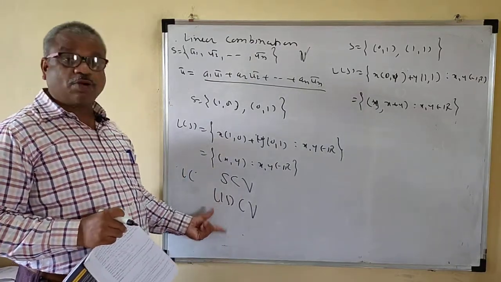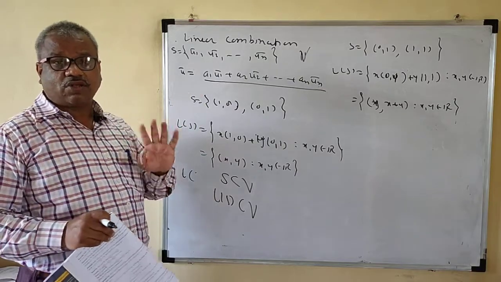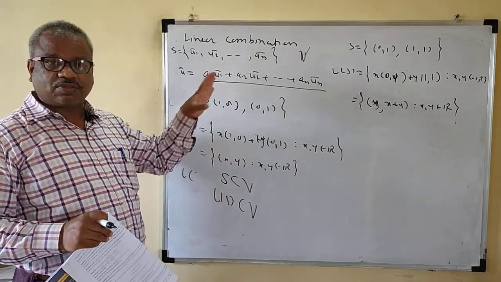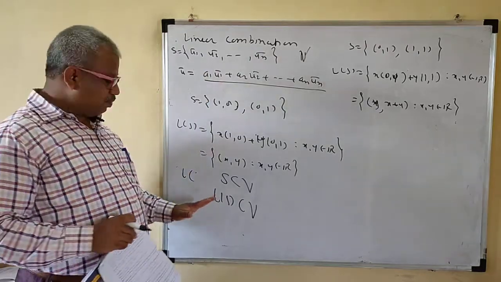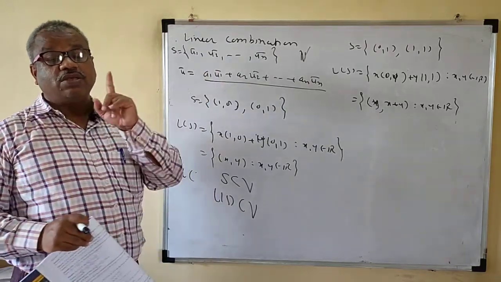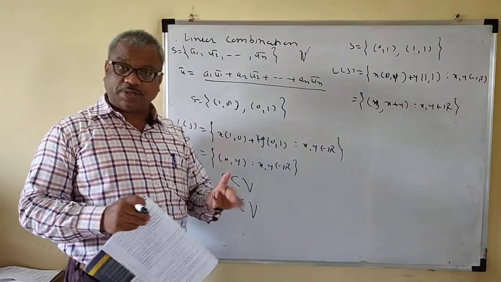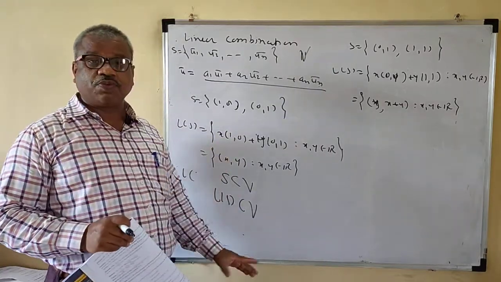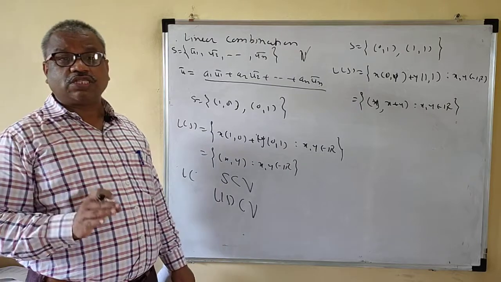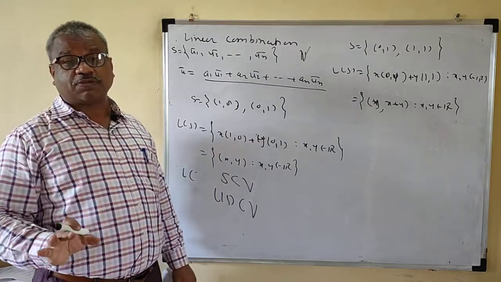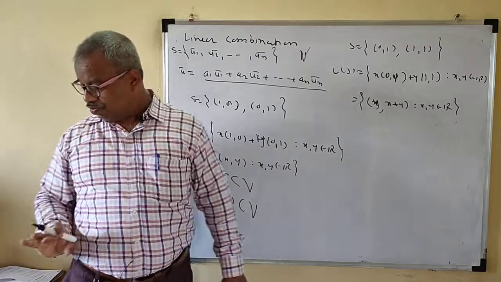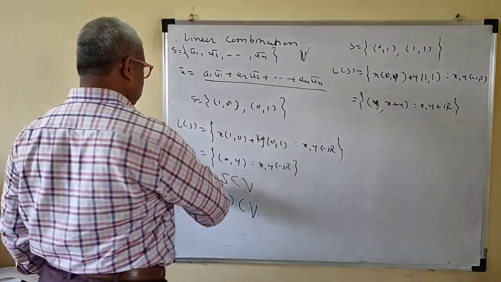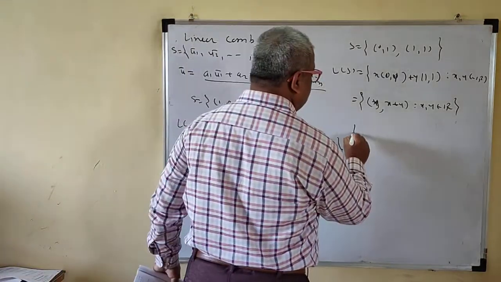Okay. That means we do not check the condition of all 10 axioms of the vector space separately, but L of S satisfies all the axioms of a vector space. L of S is a vector space. That means L of S is a subspace of V, and not only a subspace, it is the smallest subspace of V. Note that.